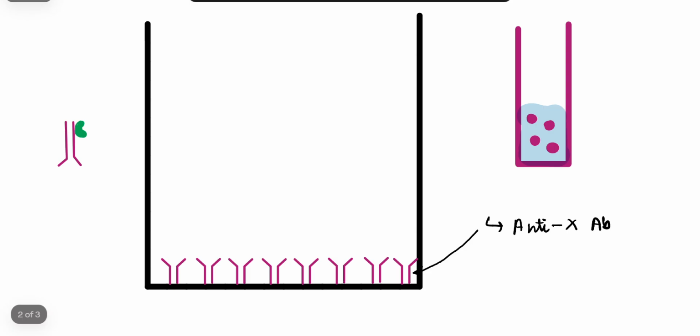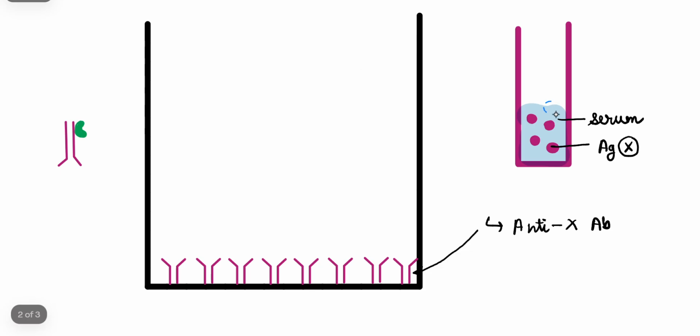Now after this anti-X antibody is coated, meaning fixed, inside the well, even after washing it should not get removed. The second important thing is that we now have to add this particular serum which may have this antigen X. Suppose this is the serum of a patient and this is the antigen X. Let us assume that antigen X is present. Now what should be done?